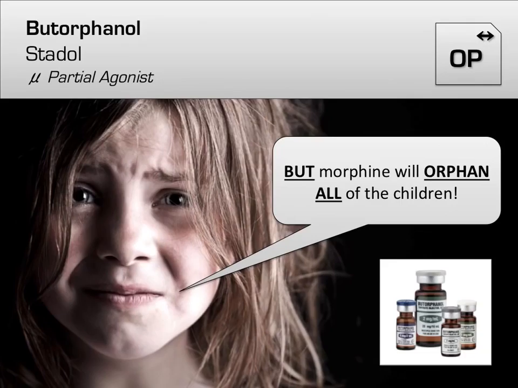Butorphanol, brand name Stadol, is similar to buprenorphine in that it is a partial agonist, effectively blocking the activity of stronger opiates while not activating the receptor. It's a sad mnemonic, but I read butorphanol as but-orphanol, suggesting that opiates, if taken to an extreme addiction, will orphan all of the children.